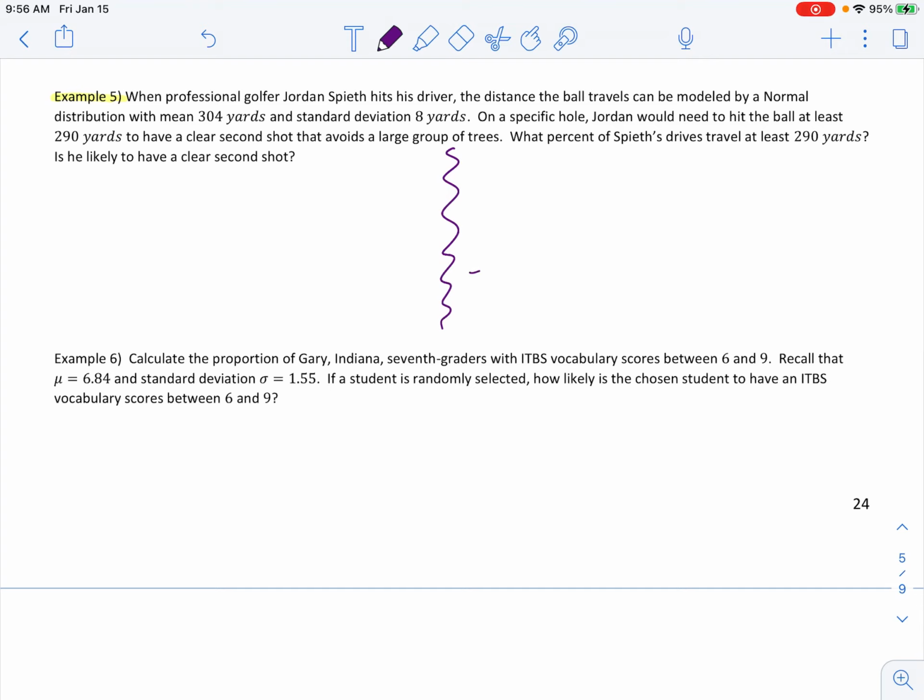So I am just going to consider the specific normal distribution for Jordan Spieth. One of these years I'll look up this guy's name. So the mean of all of his distances is 304. The standard deviation was told to me to be 8. And again, I'm going to label that these are not z-scores.